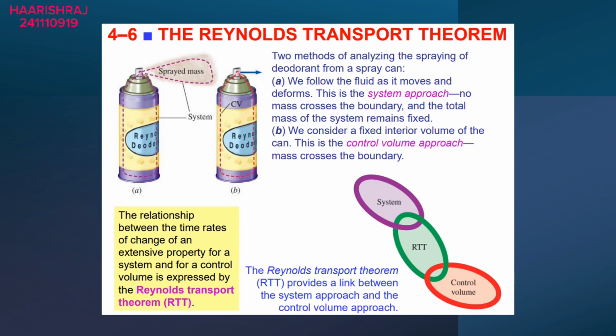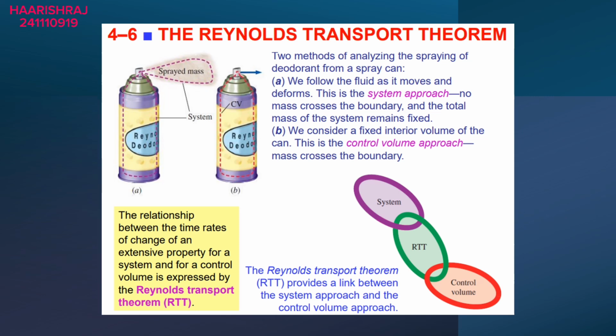There are two methods of analyzing the spraying of deodorant from a spray can. A. We follow the fluid as it moves and deforms. This is the system approach. No mass crosses the boundary and the total mass of the system remains fixed. B. We consider a fixed interior volume of the can. This is the control volume approach. Mass crosses the boundary. The relationship between the time rates of change of an extensive property for a system and for a control volume is expressed by RTT.